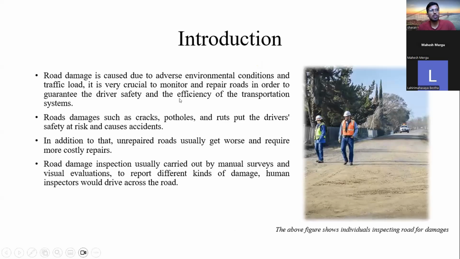Coming to the introduction, it is very hard to prevent road damages, because there can be many causes, such as environmental conditions and traffic load. It is very crucial for us to monitor these damages, so that we can have an efficient and safe transport system for its users. Road damages come in various types and sizes, like cracks, potholes, and ruts. These definitely pose a severe threat to the users, like accidents, and might even lead to life threats.